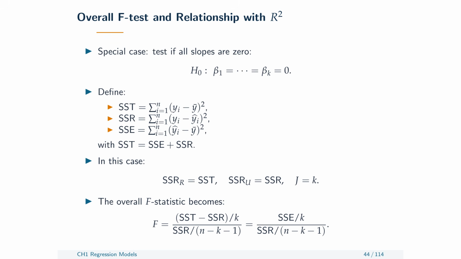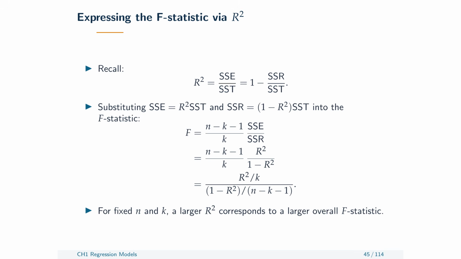The restricted model then contains only an intercept. Its residual sum of squares equals the total sum of squares from the unrestricted sample. The test compares explained variation per slope with residual variation per remaining degree of freedom. R squared and the overall F statistic are algebraically related. For a fixed sample size and fixed number of regressors, a larger R squared produces a larger overall F statistic.